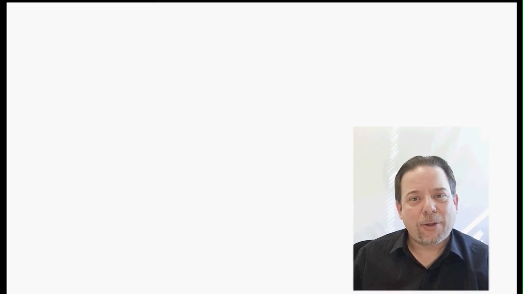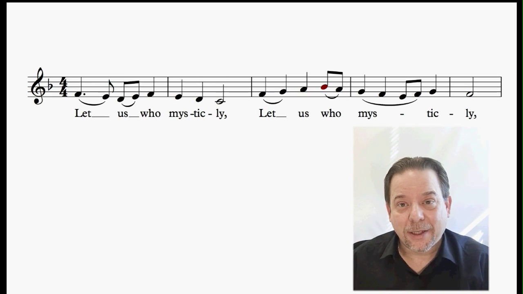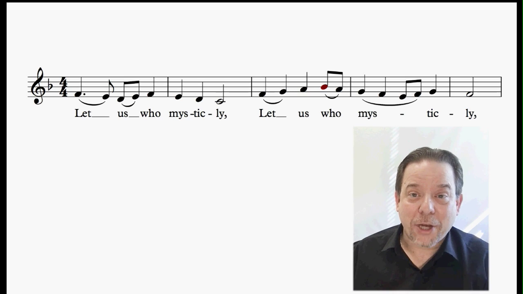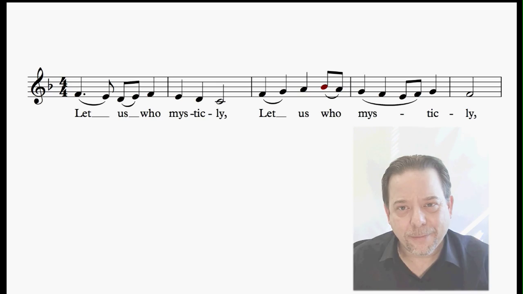So let's begin by looking at a cherubic hymn, a very commonly sung cherubic hymn, known as the so-called Greek chant cherubic hymn, and you probably know this melody.